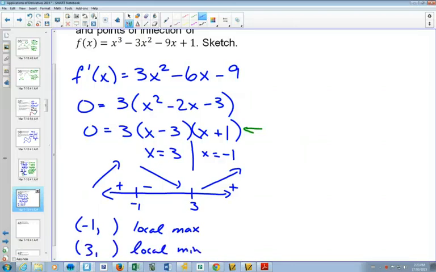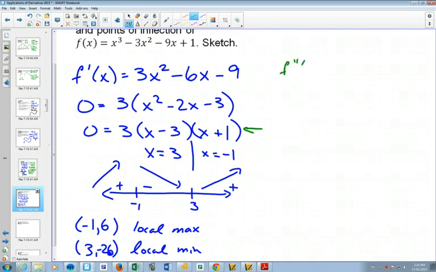If we want to find out exactly where they are, we've got to plug those points back into our original function. So we're going to have negative 1 minus 3 is negative 4, plus 9 is 5, plus 1 is 6. Is that right? Yeah. And when we plug in 3, we're going to get 27 minus 27 plus 1, which is negative 26. Yes? All right. So now we've got our local max and our local min.